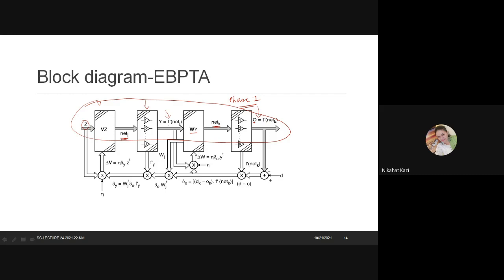Compute net, find the activation, compute net, find the activation. You keep on doing this in the forward direction. This is phase 1 of the error backpropagation training algorithm.